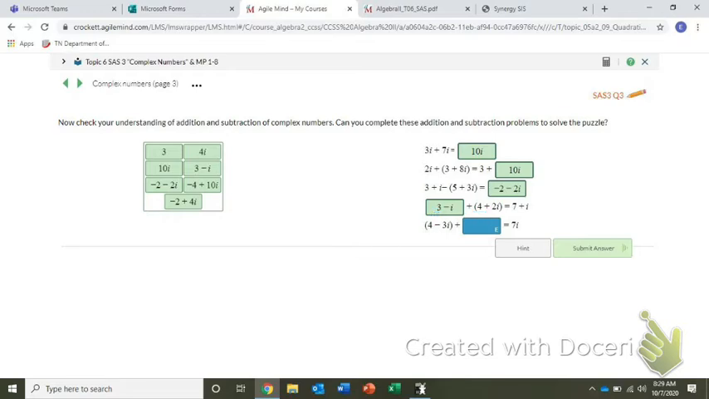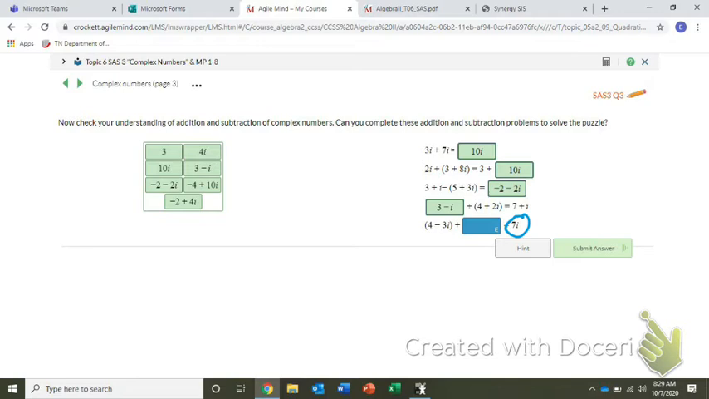All right. The last one. 4 minus 3i plus something equals 7i. So do you have a real component at all in that answer? In this right here. Is there a real component anywhere? Is it just imaginary? Just imaginary. So you have to essentially get rid of that real.